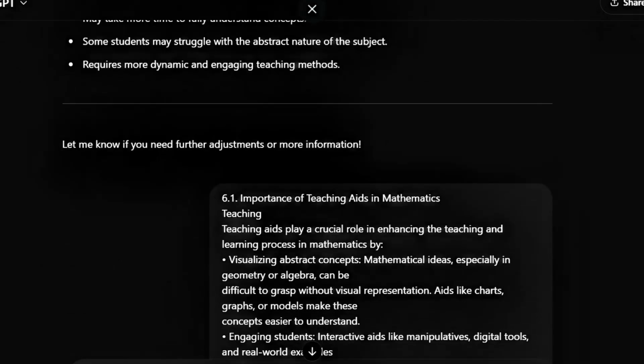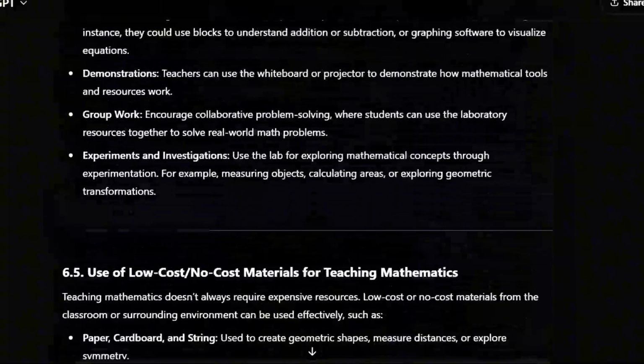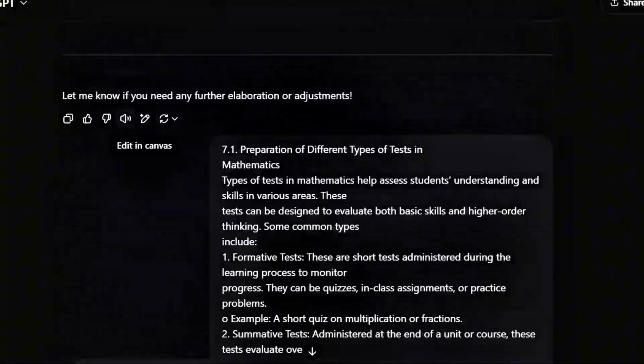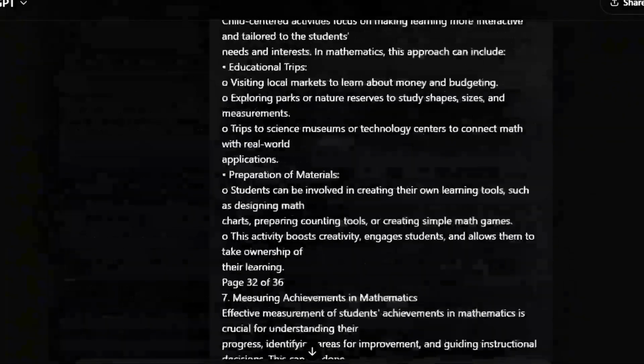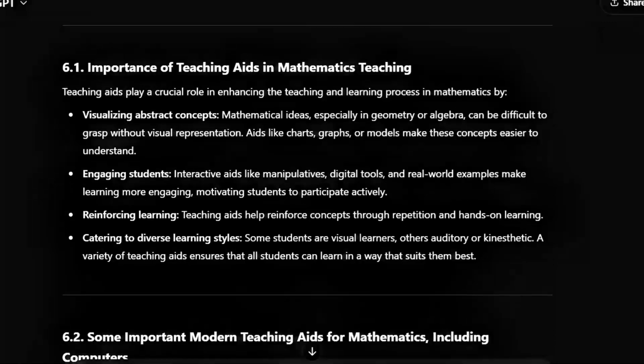Let me know if you need further adjustments or more information. Here's the content you've provided, structured for clarity.